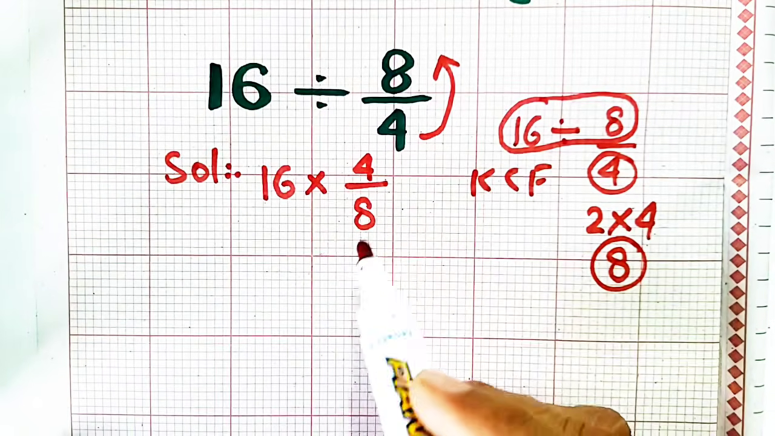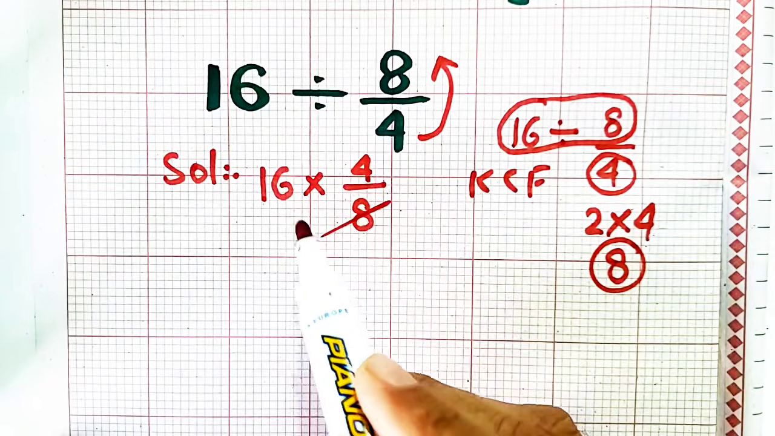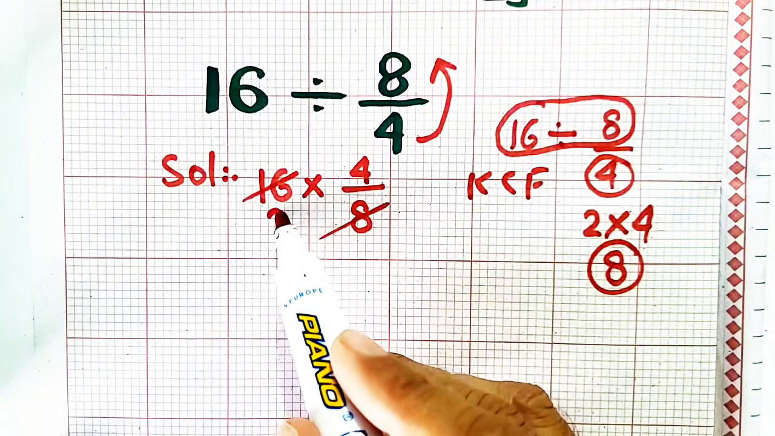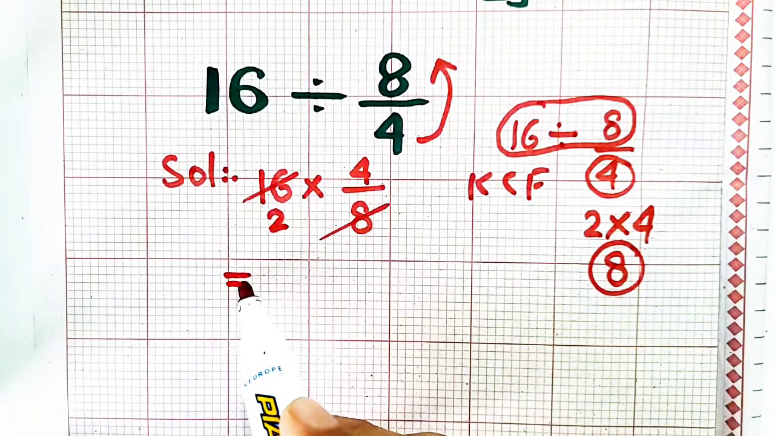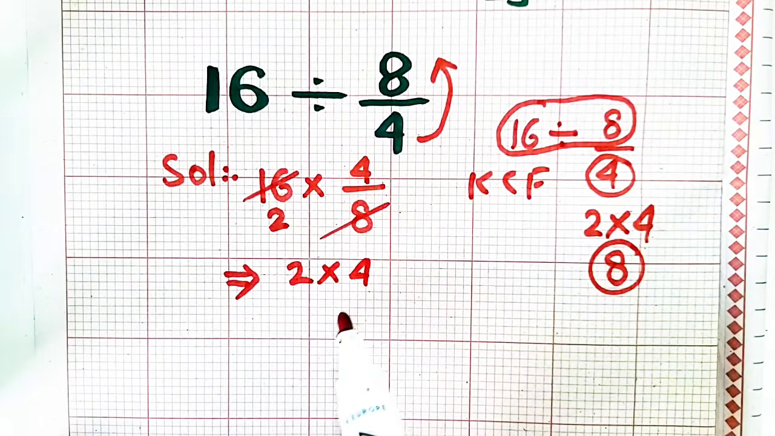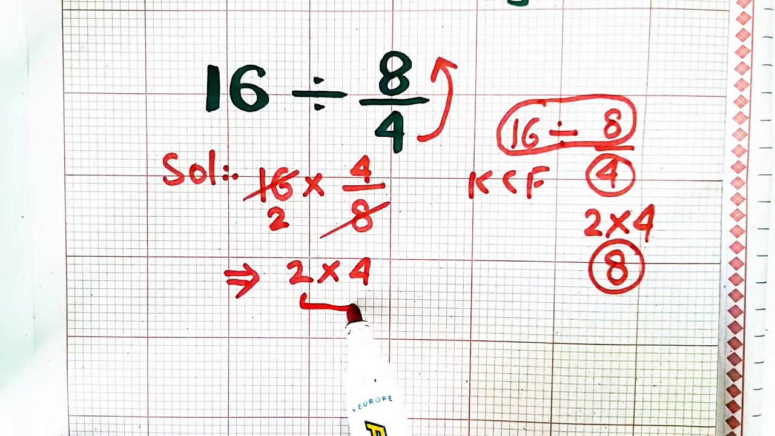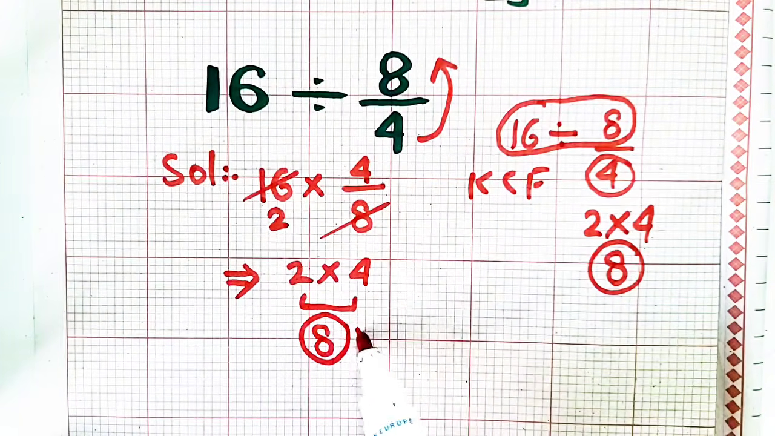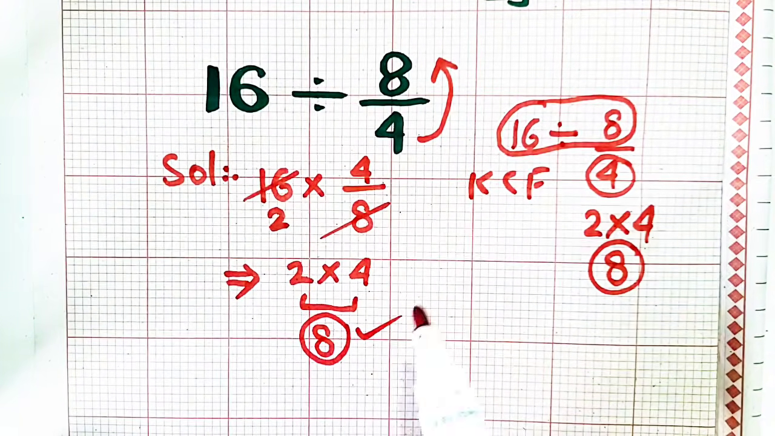Now you can cancel 8 and 16. It will become 2. So we will get 2 times 4, which results in 8. So 8 will be our answer for this question.